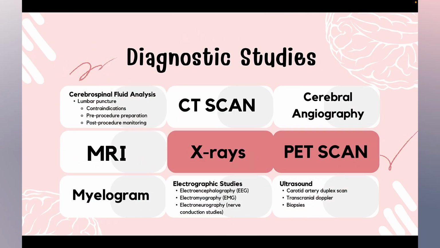Okay, so now that we've talked about assessing the neurologic system, we'll talk about the different diagnostic tests that are done if we are suspecting neurological problems. So the first one we'll talk about is the cerebrospinal fluid analysis, CSF analysis. And the way that we typically gather or collect CSF is through a lumbar puncture procedure.